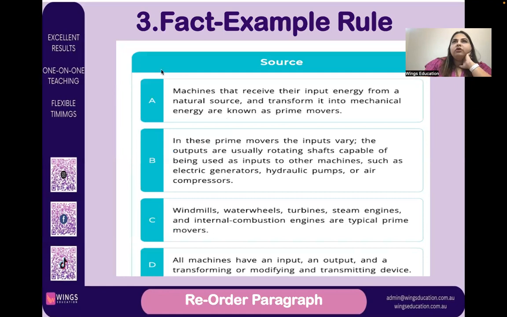Okay. So looking at your fact and example rule, you can see there will be a concept and there will be an example of the concept. Like for example, machines, they're talking about machines. So then there are examples of those machines. Like if you see prime movers, that's the main word, and windmill, water wheels, turbines, steam engines, they're all typical prime movers. So examples of prime movers.